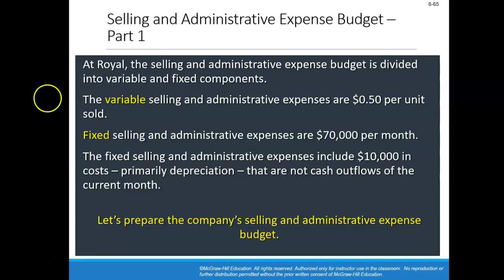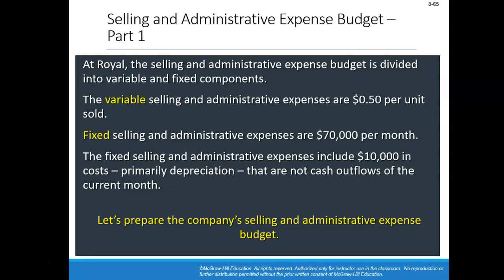Then our fixed selling and admin expenses are $70,000 per month. The fixed selling and admin expenses include $10,000 in costs, primarily depreciation. There are no cash outflows for the current month. So again, remember that depreciation is a non-cash expense.